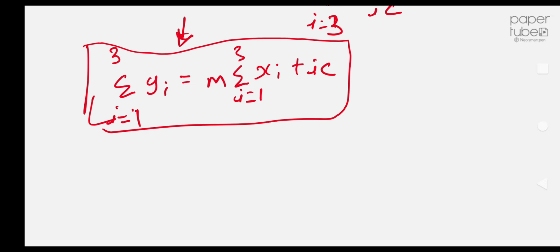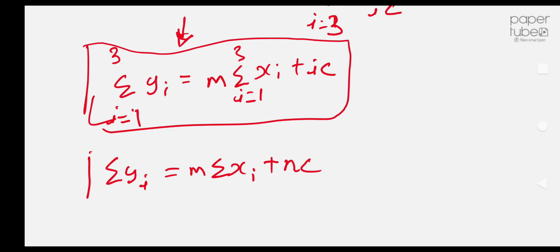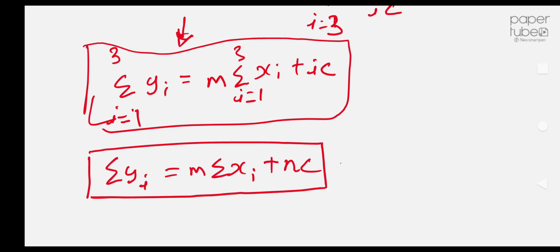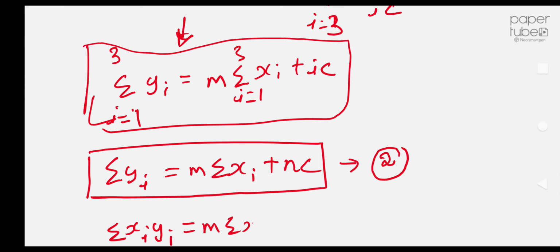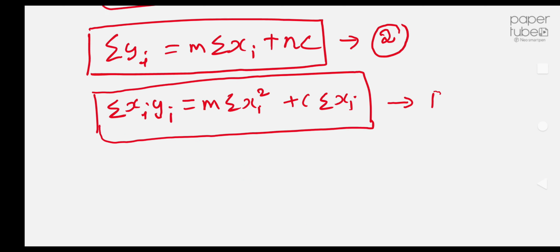If I have n number of experiments, this will simply be summation of y of i equal to m times summation of x of i plus n multiplied by c. I'm going to box this equation and call it equation 2. This is again what is called a normal equation, and we already derived another normal equation, which is given by summation of x of i y of i equal to m summation of x of i whole square plus c summation of x of i. We already called this equation 1.